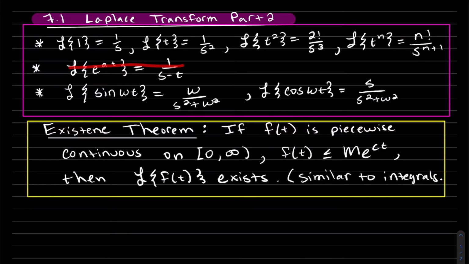The exponential. And we also have an existence theorem. If the function is piecewise continuous on an interval 0 to infinity, since that's the one we're doing our Laplace on, and the function's bounded pretty much, then the Laplace of f of t exists. So basically it's similar to integrals. Think about the area. If you're integrating, it's the area. If we can find the area, you can find the Laplace. So for piecewise functions, that's what I'm thinking about.